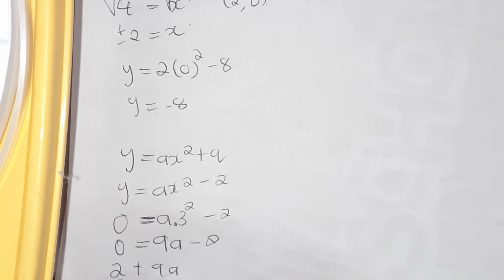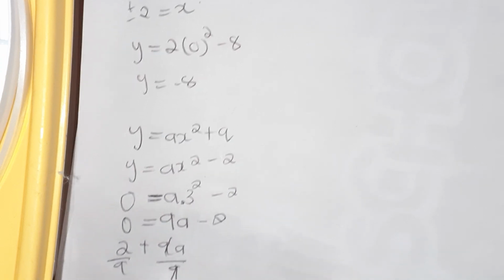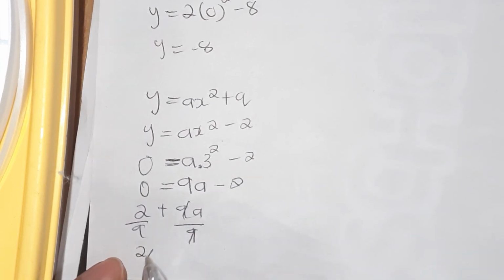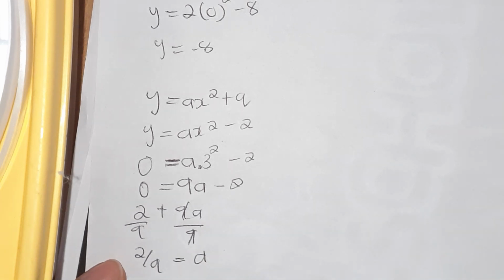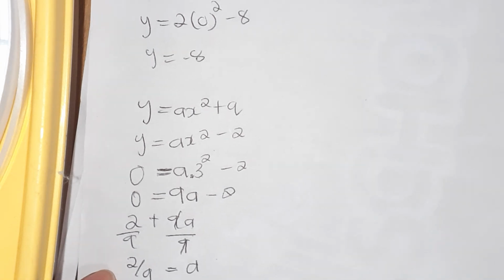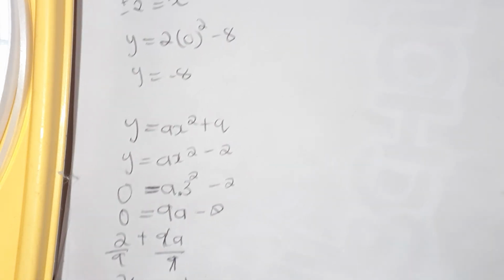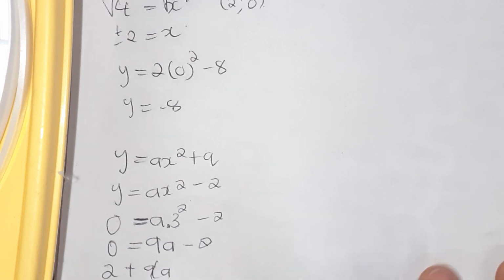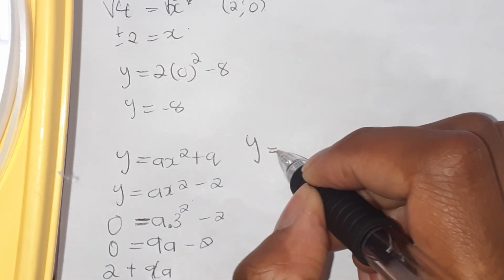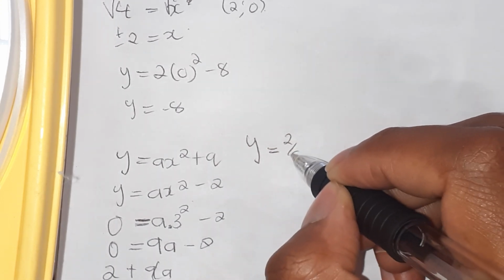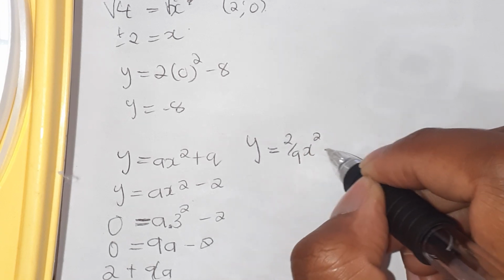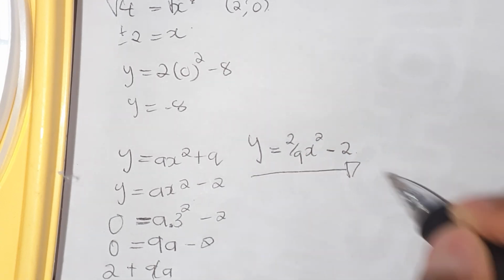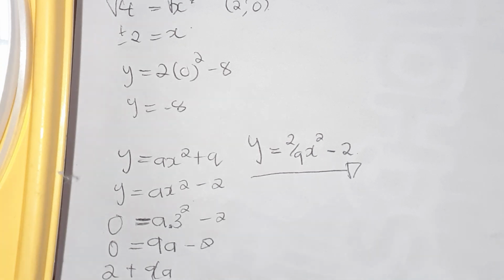Let's divide by 9. Then 2 over 9 is equal to a. So we have determined a. So we'll write this equation as y equals 2 over 9 x squared minus 2. We have determined the equation of that parabola. I hope you're understanding, guys. This is very much easy. You just have to know what you have to do.